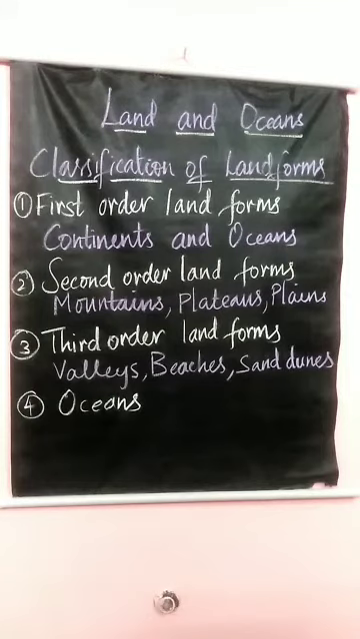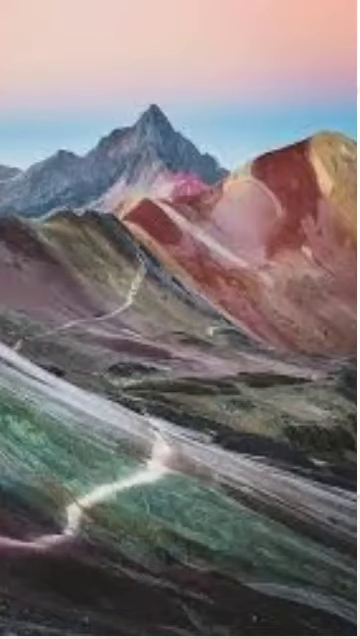Okay children, coming to second order landforms. Second order landforms are grouped as mountains, plateaus and plains. What is called a mountain? A landform that rises 600 meters above its surroundings with a steep slope is called a mountain.